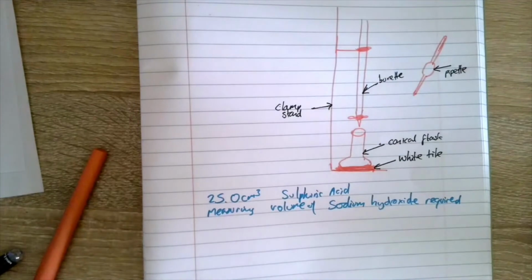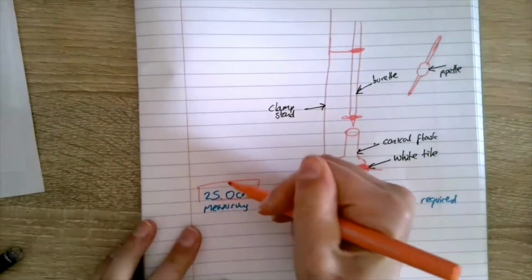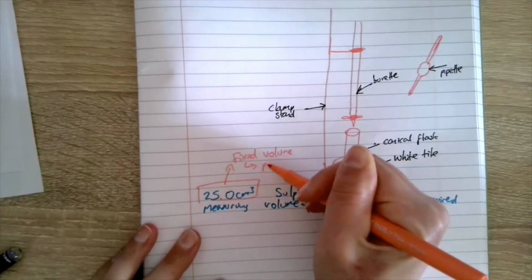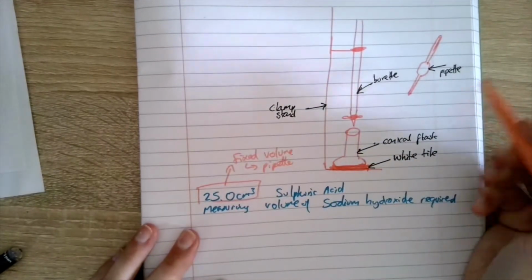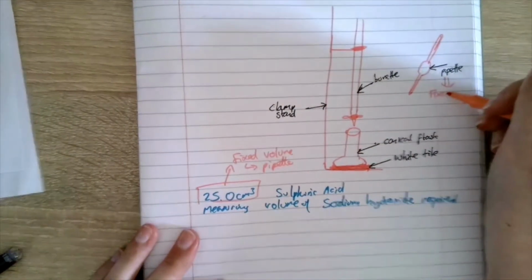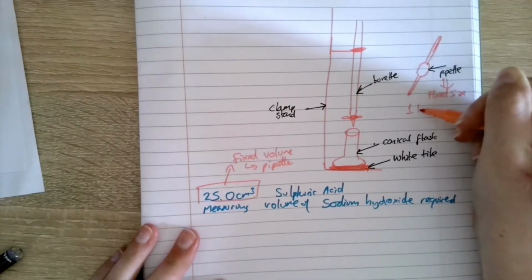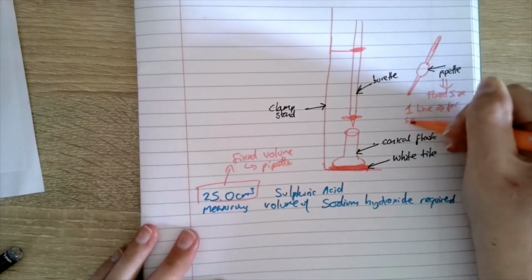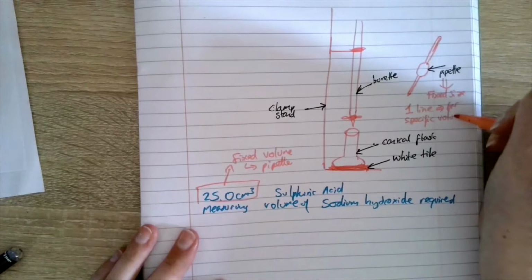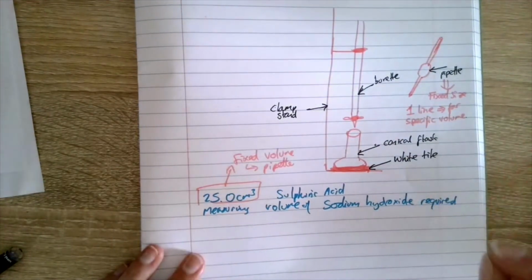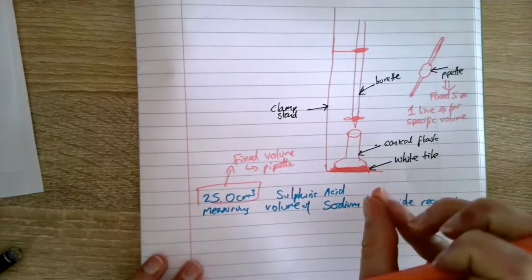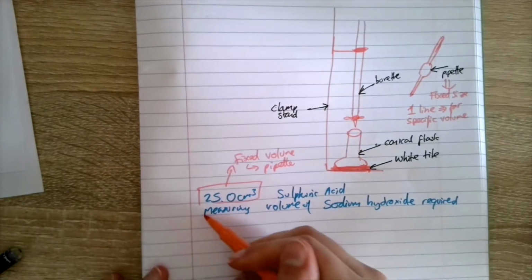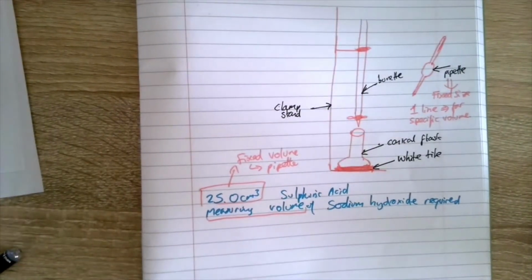So this volume is a fixed volume, and so that is why we use a pipette, as pipettes come as a fixed size, so there is only one line, and that is for the specific volume. So using a pipette in order to get a specific fixed volume of an amount of solution, whereas here we're going to be measuring the volume that we're using.